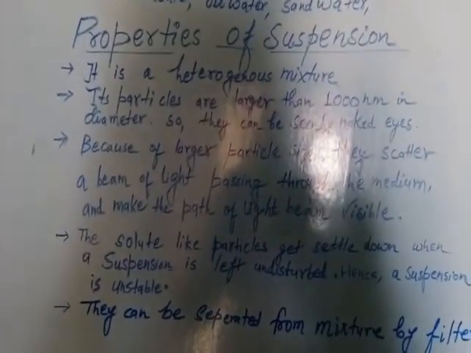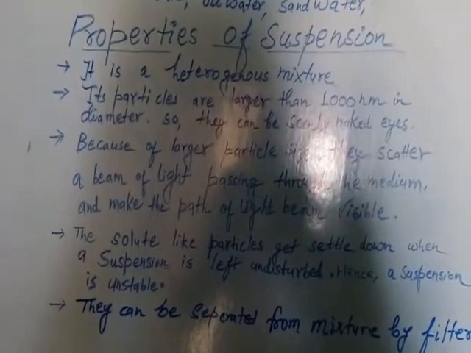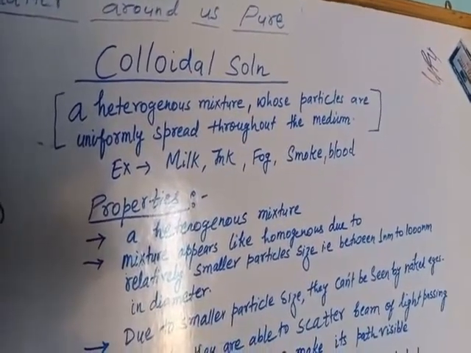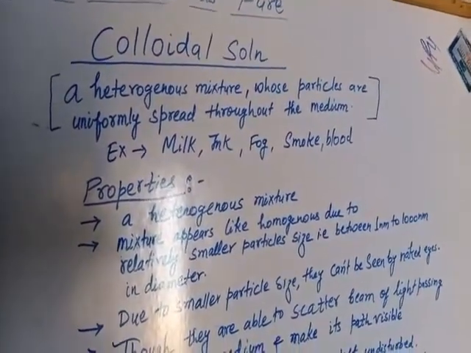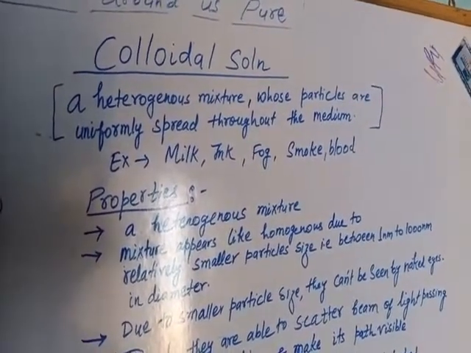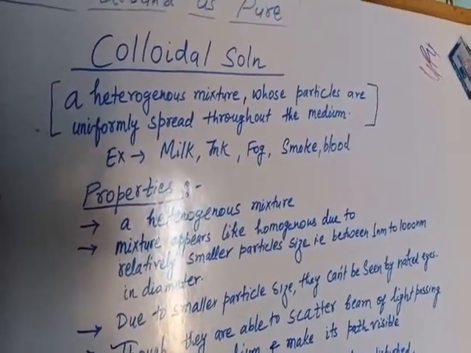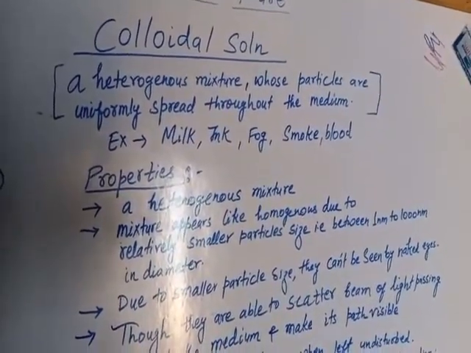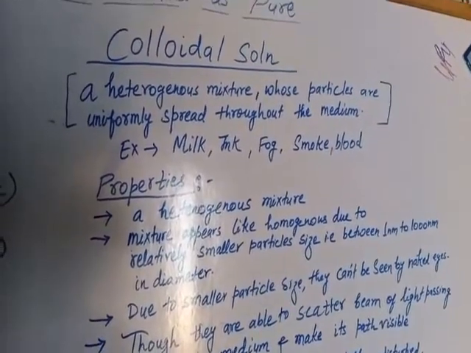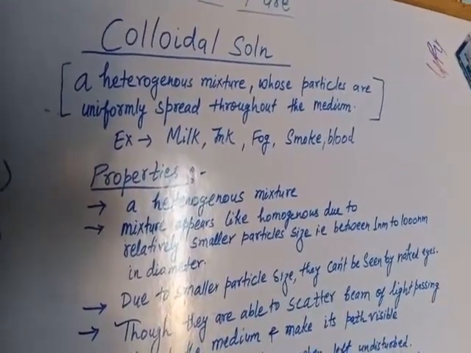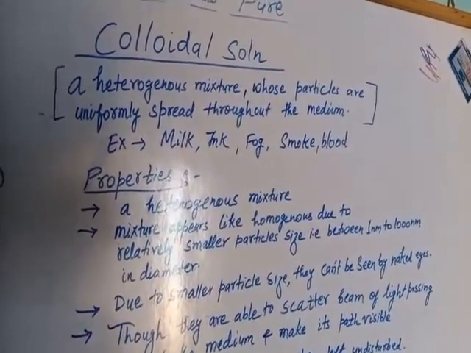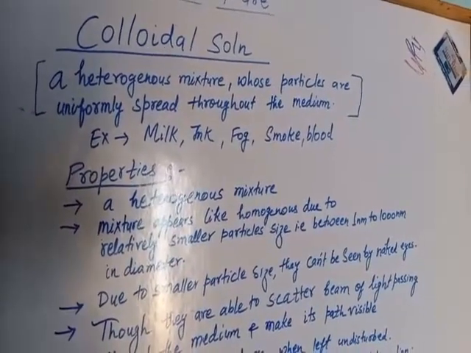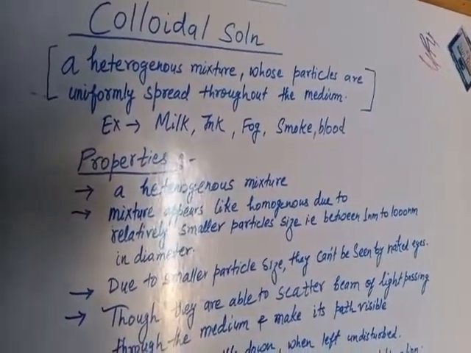Another form of heterogeneous mixture is a colloidal solution. A colloidal solution is a heterogeneous mixture whose particles are uniformly spread throughout the medium. It is a special type of heterogeneous mixture because most of its properties are similar to those of a suspension, but the colloidal solution appears like a homogeneous mixture due to its relatively smaller particle size. Examples of colloidal solutions are milk, ink, fog, smoke, blood, etc.